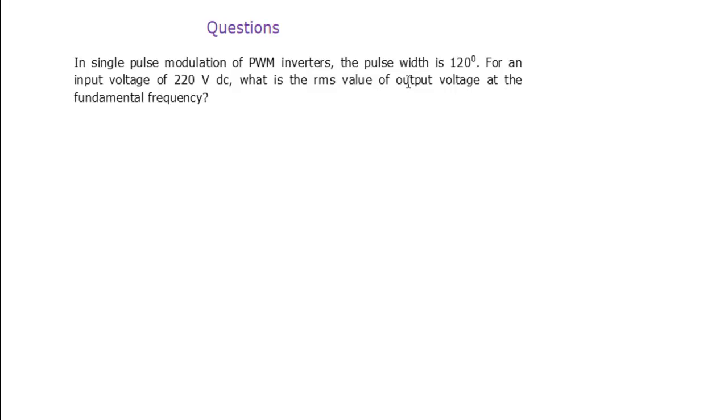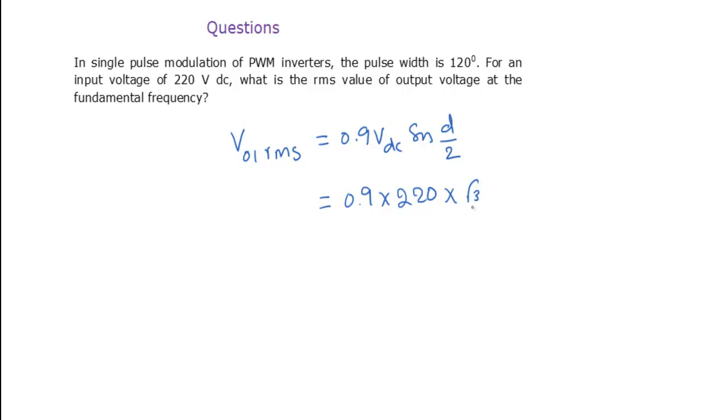As we already discussed, V01, the RMS value of the fundamental voltage in case of the single pulse modulation technique, is 0.9 VDC times sine(d/2). So now substitute the values: 0.9 times 220 times sine of d, which is given as 120, divided by 2. Sine 60 is nothing but root 3 by 2.